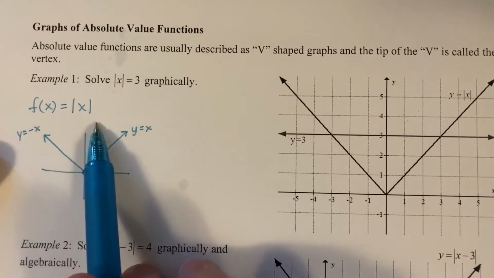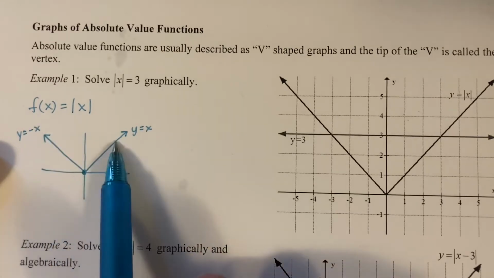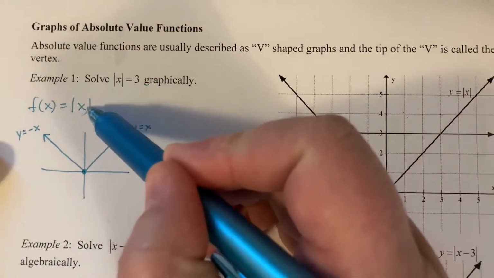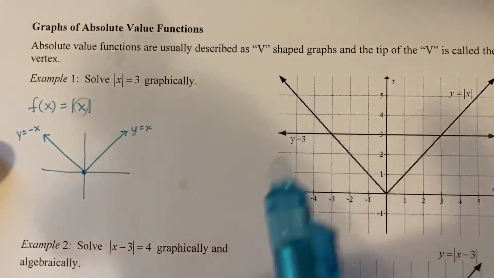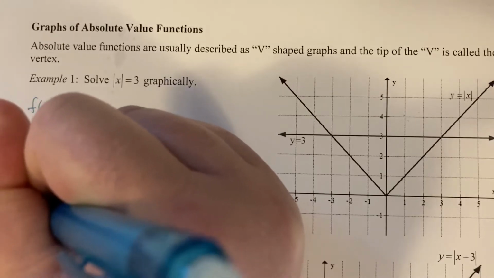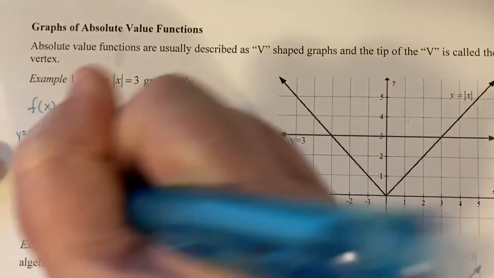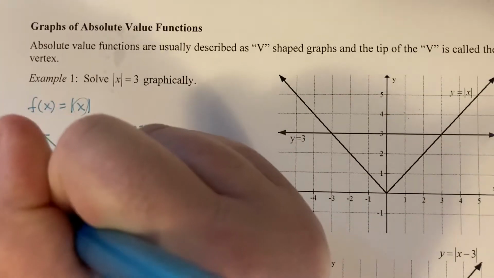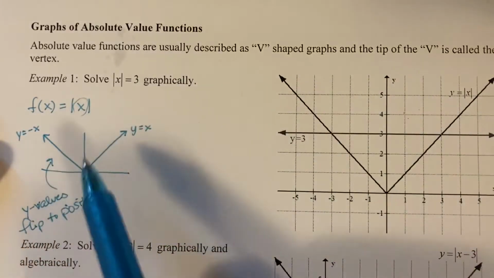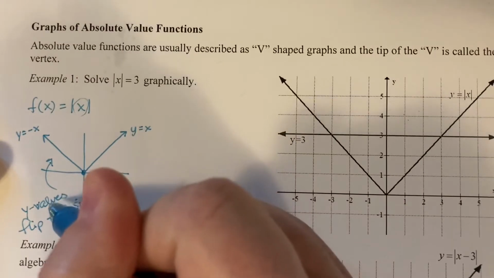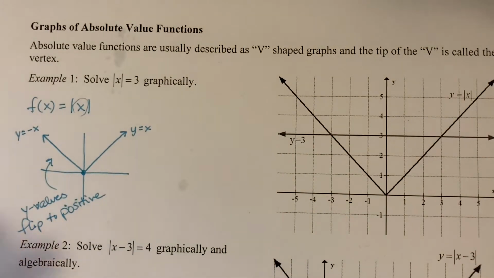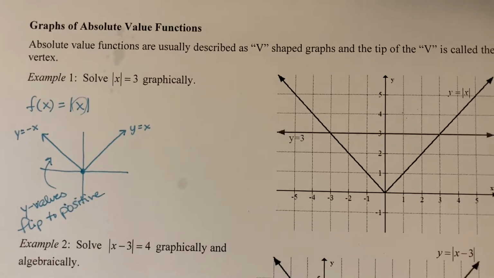And so that's the idea of why these functions always make a V shape: if whatever's inside the absolute value is negative, it flips up to being positive. So the y values flip to positive values. It's like if we continued this line over here, but then just flipped it upward. That's why these graphs are always a V.